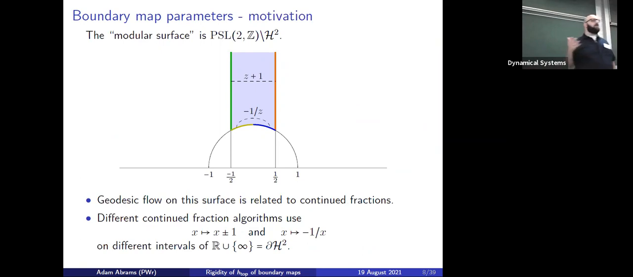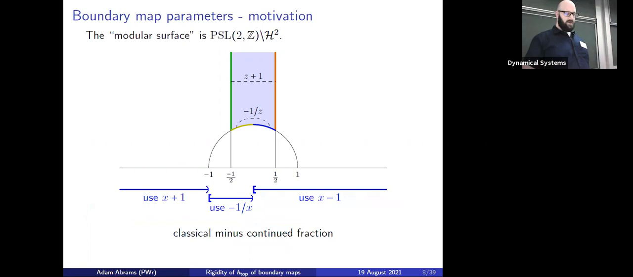If you think about how you make a continued fraction for a number, you're subtracting an integer and then you're taking a reciprocal. So you are using the maps that glue sides of this hyperbolic triangle, or you can think of it as four sides if you split the bottom. You're using the maps that glue sides of a polygon together. You're using those maps on the boundary of the hyperbolic plane. And which intervals you use those maps on actually gives you different continued fraction algorithms.